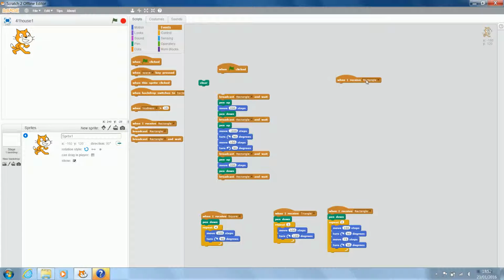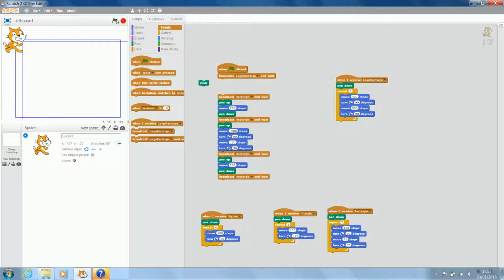So when I receive large rectangle, we're going to do something very similar to when I receive rectangle. But instead of moving 100 steps, I'll move, let's try 400 by 300. And what it's going to do is broadcast large rectangle, and you have to wait until it finishes. If not, you'll get some unwanted effects. Okay, I think he's still a little too... No, that might be okay.